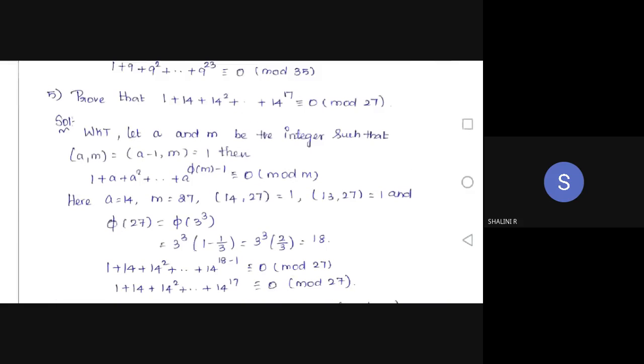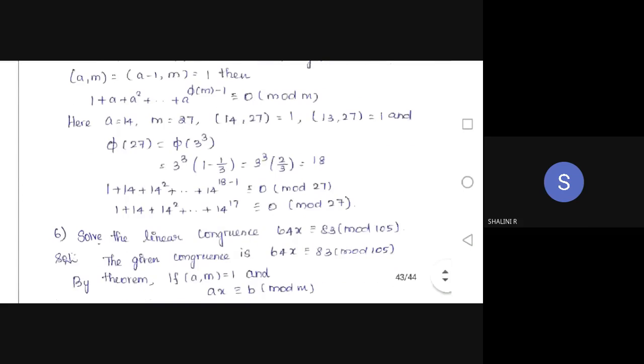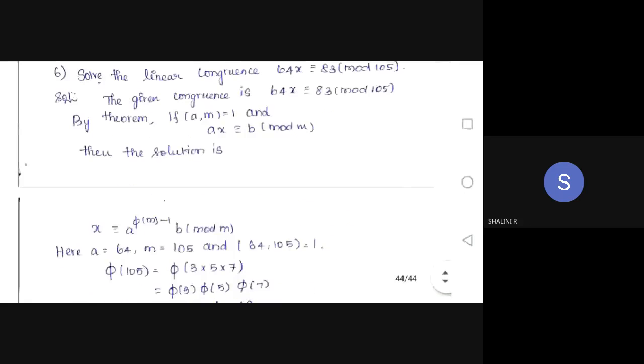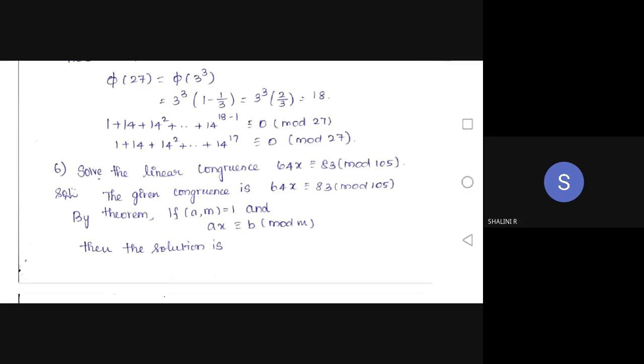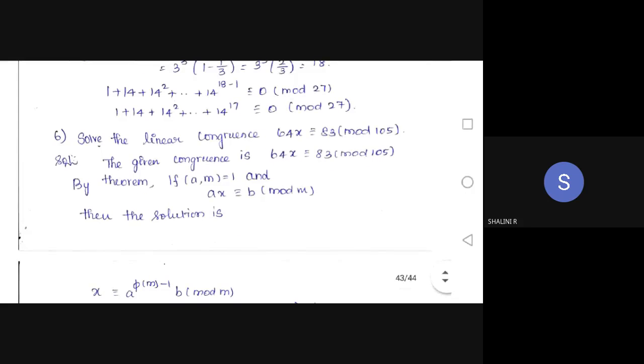So I hope you understood this problem by using corollaries. Now see the next problem. Solve the linear congruence 64x is congruent to 83 mod 105.